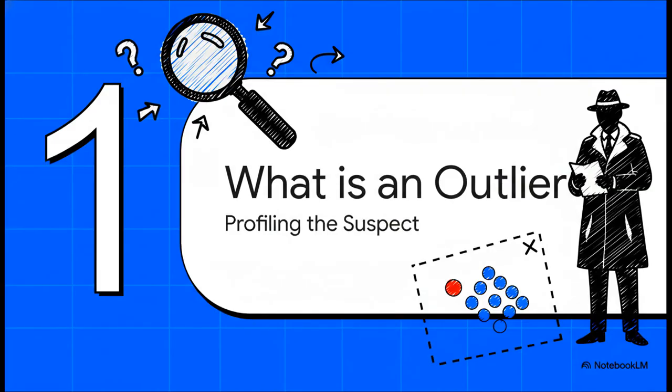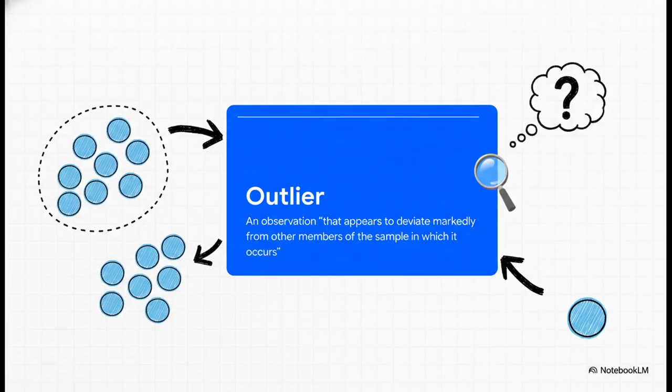To solve this mystery, every good detective needs to know their suspect, inside and out. So, let's build a profile. What exactly is an outlier? Well, the classic definition from way back in 1969 gives us a great starting point. An outlier is just an observation that really stands out. It's the one that, when you look at the group, just doesn't seem to belong.